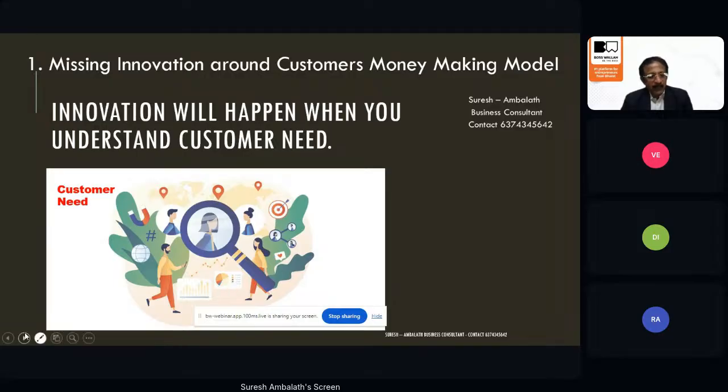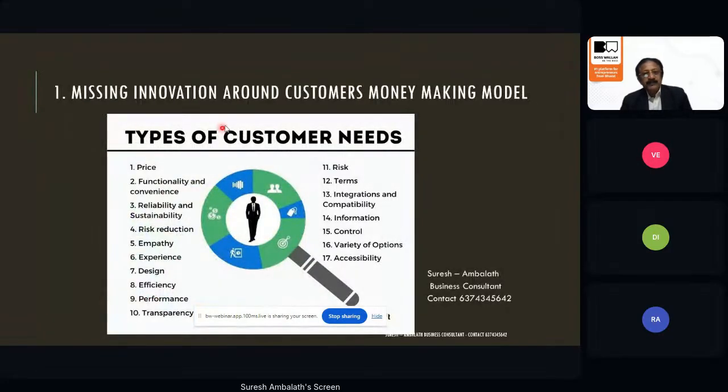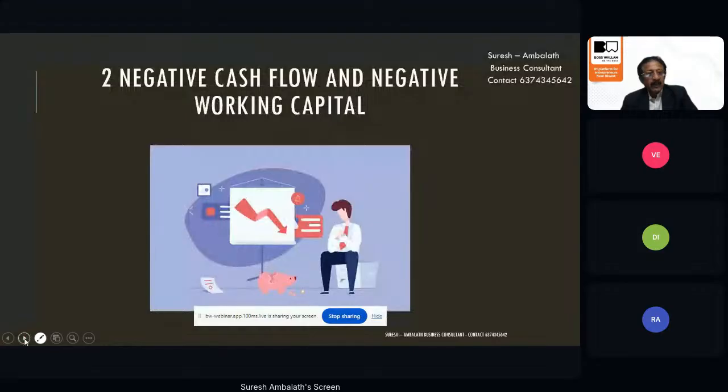So the next point is, I think everything I have explained. The next point is negative cash flow and negative working capital.